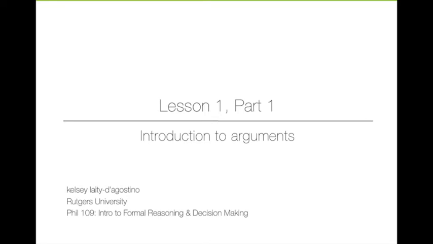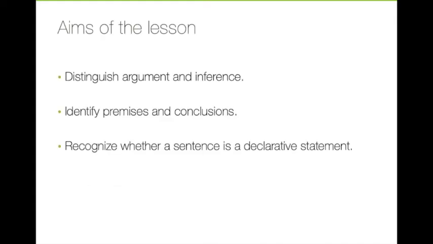Since our aim in the course, from beginning to end, will be to distinguish good arguments from bad ones, it's important to first get clear on the simple concept of what arguments are and what the main elements are in constructing them. So in this first part of the lesson, we'll distinguish argument and inference. We'll look at some ways to identify premises and conclusions. And importantly, we'll work on recognizing whether a sentence is a declarative statement, since those are important constituents of arguments.